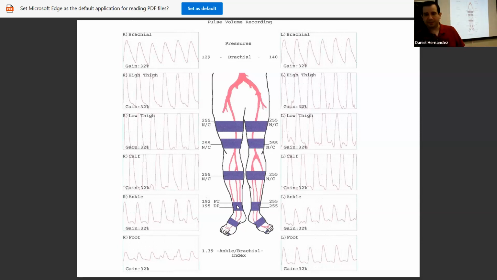So this was another patient now. Again, medial calcinosis, both sides. On the left side, we weren't able to obtain any ankle pressure because it was not compressible down at the ankle. On the right side, we did get an ankle pressure, but you see it's very elevated.